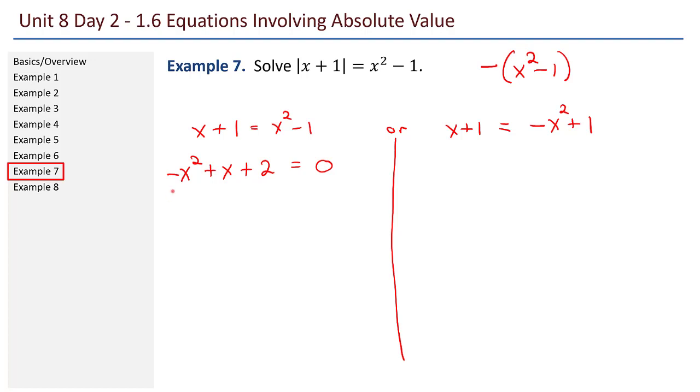Standard form says that I should have a positive coefficient in front of my x squared. So let's multiply both sides by negative 1, and I get x squared minus x minus 2 equals 0. There we go. Now it's in standard form, and I can factor. Can I factor? Actually, maybe I should check. I think so.